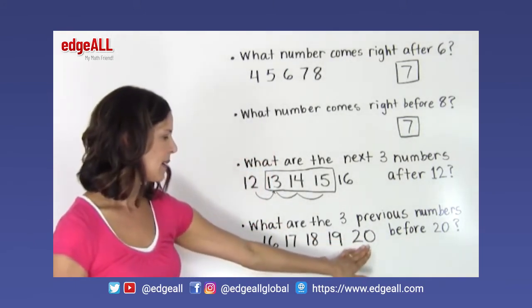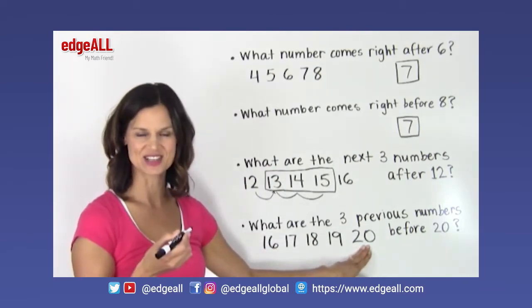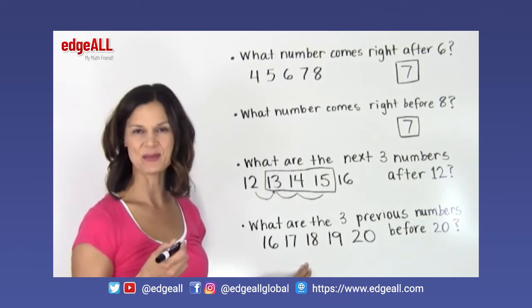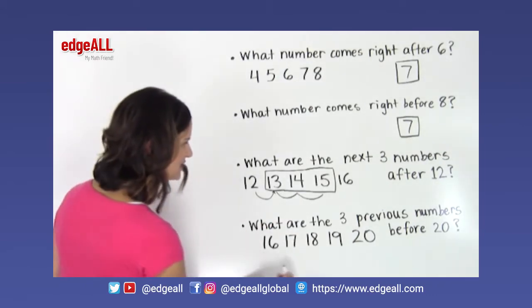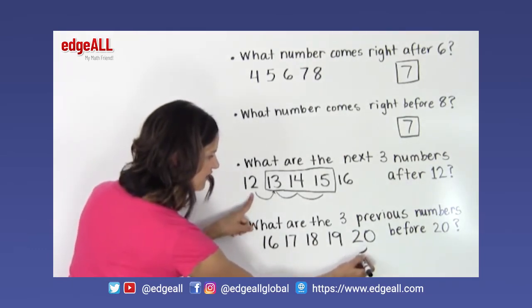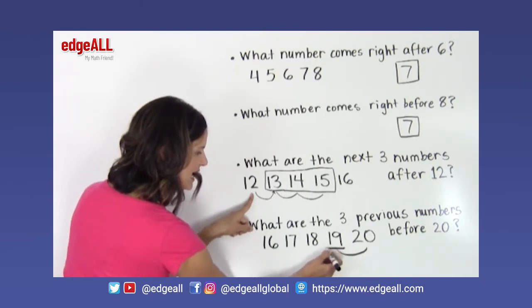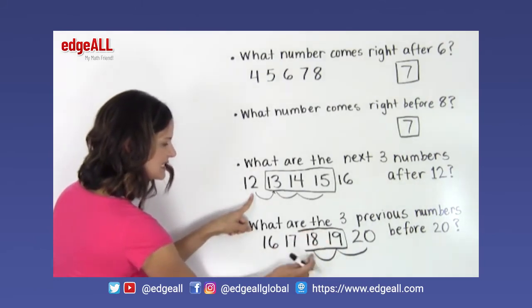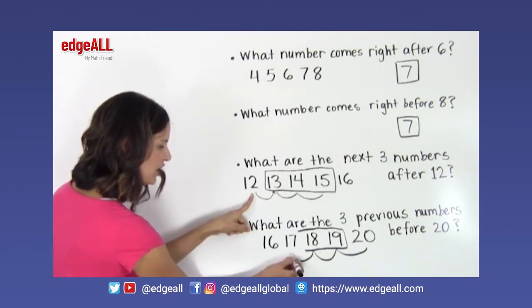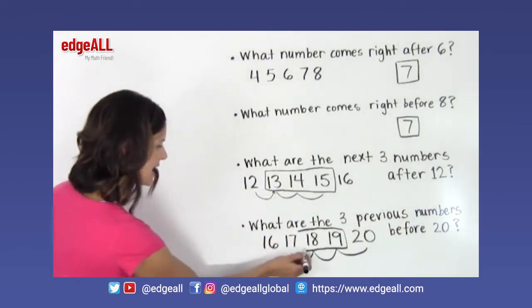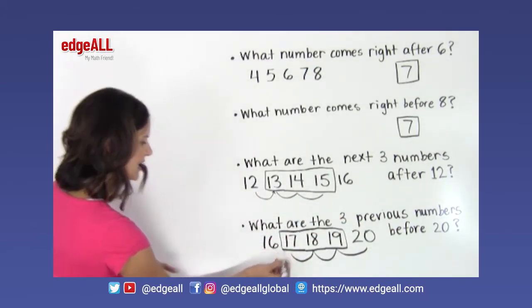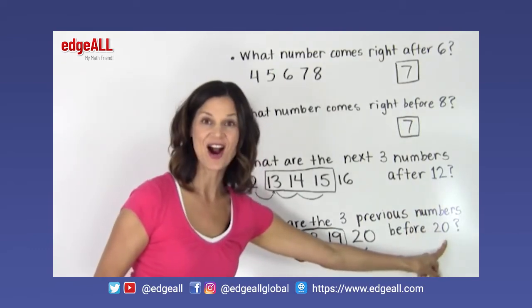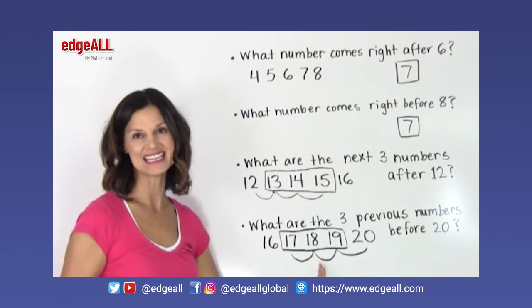So we're going to start at 20, but we're going to look for the 3 previous answers as we count down from 20, 3 spaces to the left, or 3 numbers to the left, to the immediate neighbors to the left. So again, like we did with the 12, we're going to start with the 20, but our first previous number before 20 is the number 19. Our second previous number before 20 is the number 18. And then our third previous number before 20 is going to be the number 17. So when we are asked what are the 3 previous numbers before 20, our answer is going to be 17, 18, and 19.